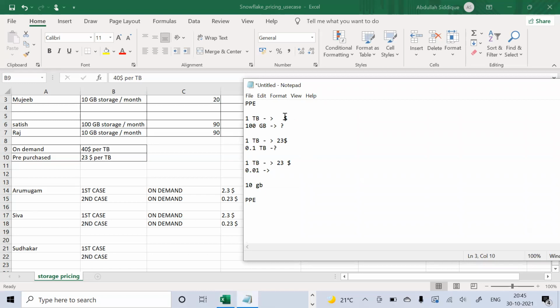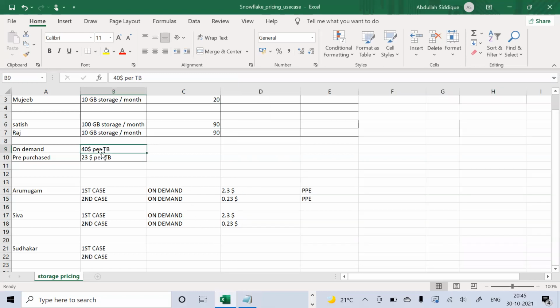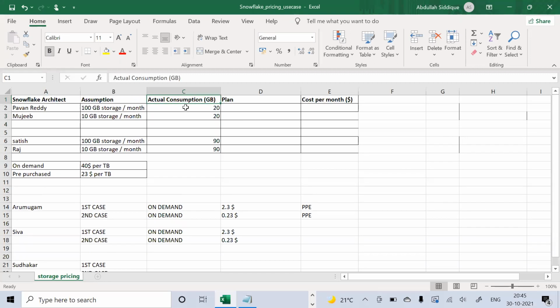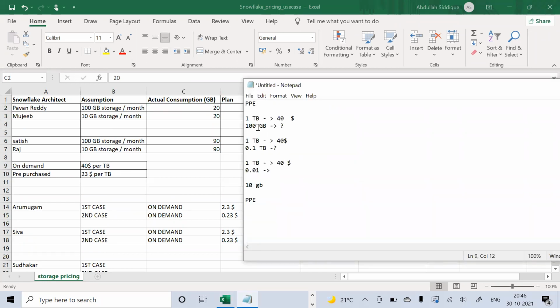It would be 40, right? You guys are not telling me also. I'm doing something wrong. You have chosen on demand, so it is $40 per TB, correct? Yeah, correct. So $40 per TB, and that is on demand, so this one you have to consider because this is on demand. So 20 GB. For 1 TB, it is $40. So for 20 GB, how much will it be? 0.8.